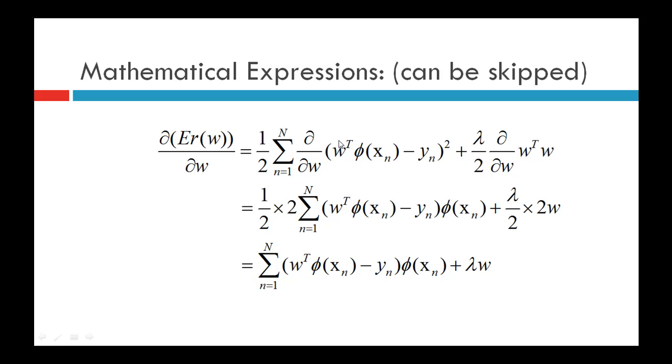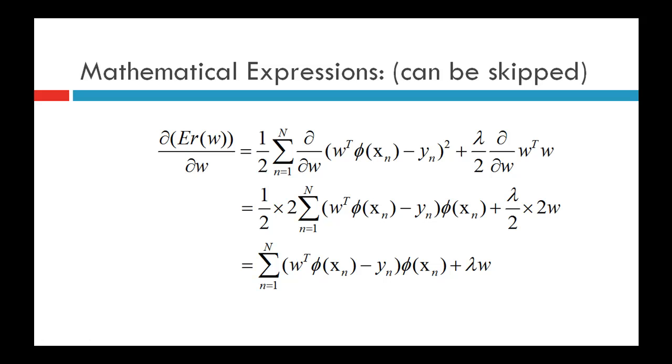The differentiation of this expression is twice (w transpose phi xn minus yn) times phi xn, plus lambda over 2 times 2w. This 2 will cancel out, and likewise here the 2 will cancel out, and we get the expression for the differentiation, that is the sum over n from 1 to N of (w transpose phi xn minus yn) times phi xn, plus lambda times w.